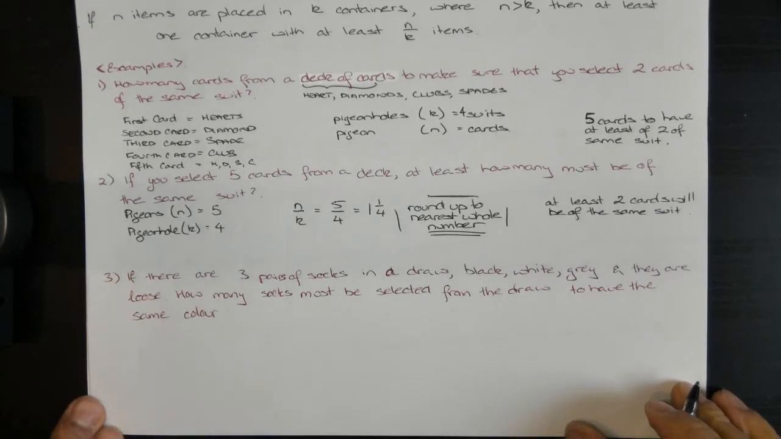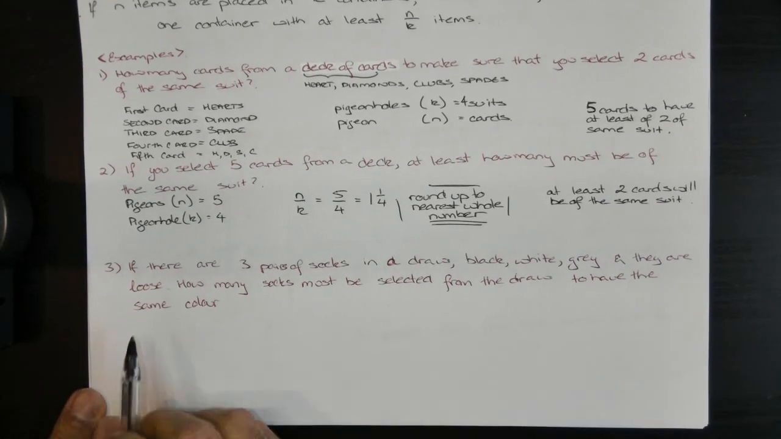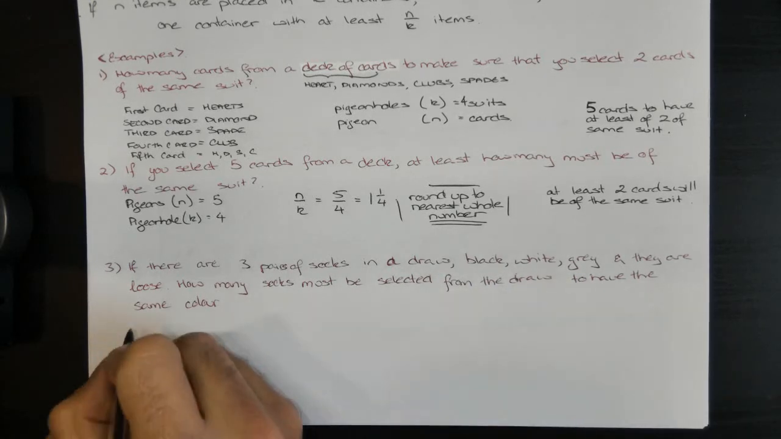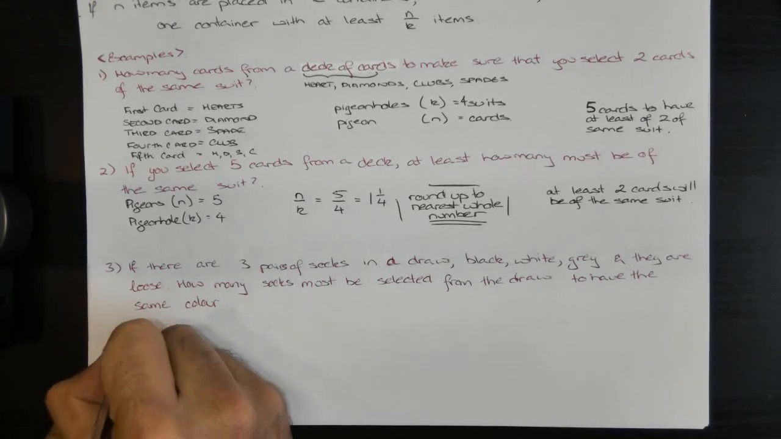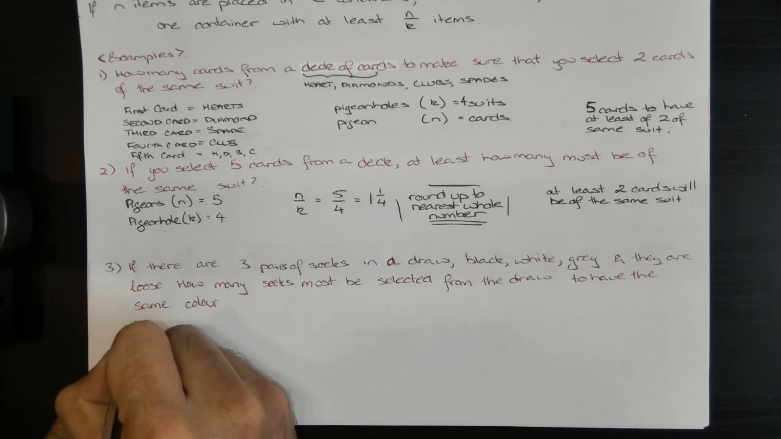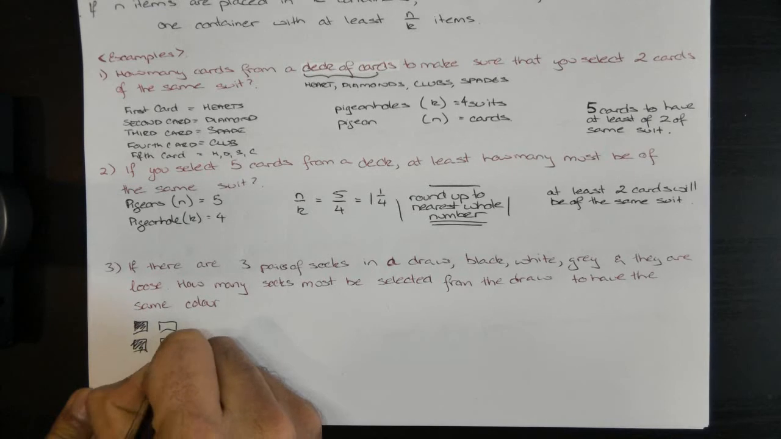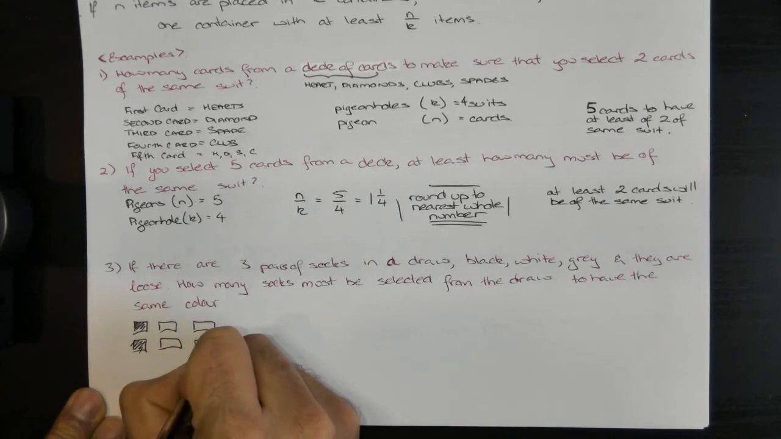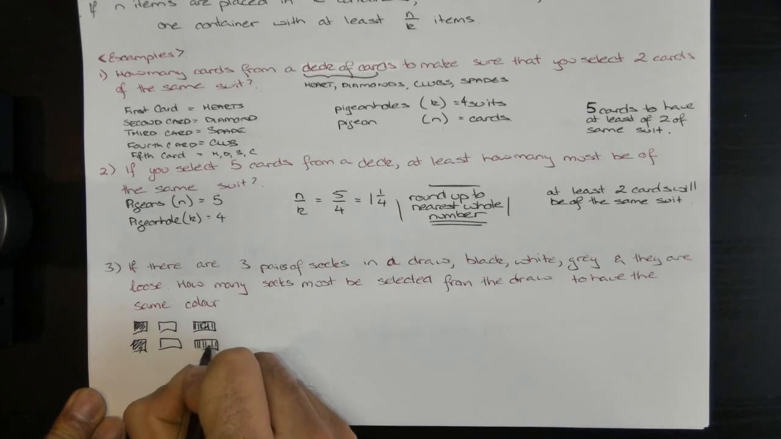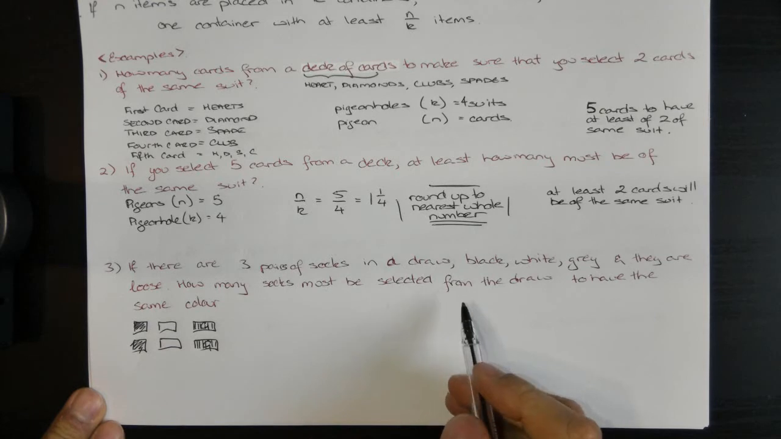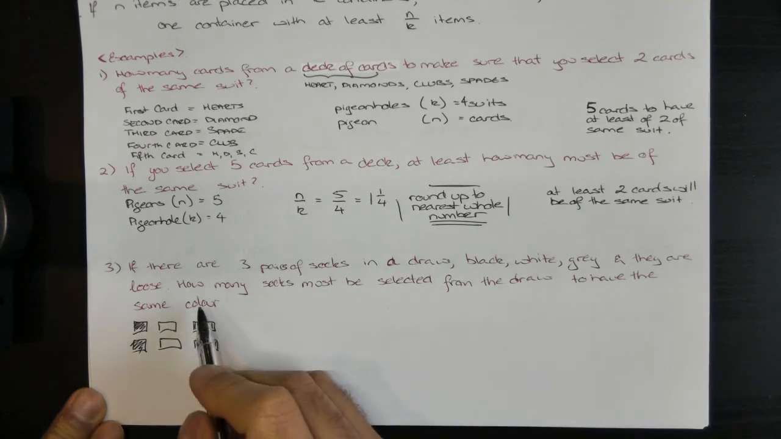Alright, question 3. If there are 3 pairs of socks in a drawer, black, white and grey, and they are loose, so we've got black, white and grey, how many socks must be selected from the drawer to have the same colour?